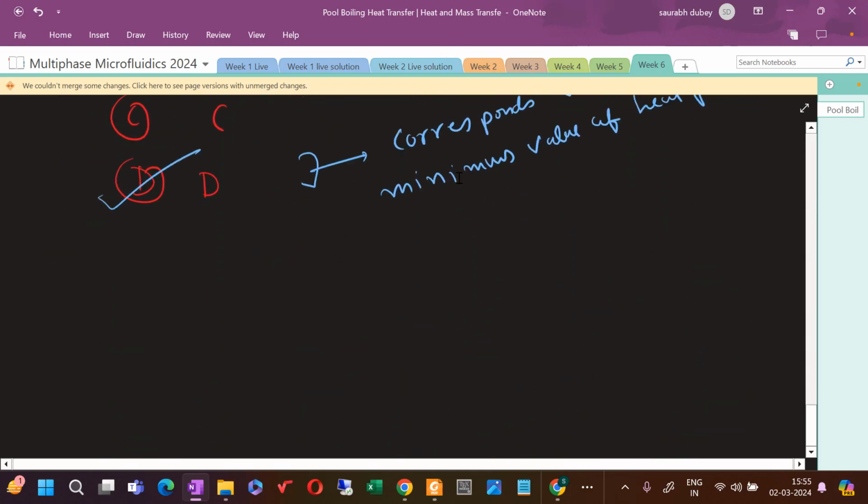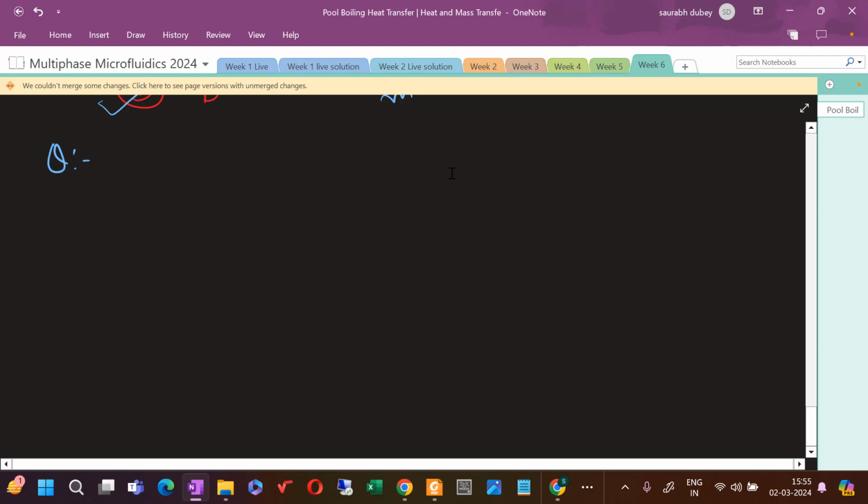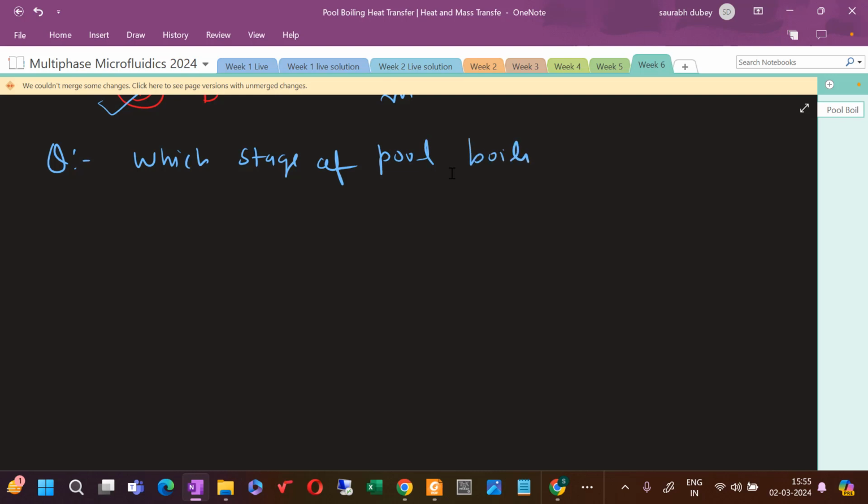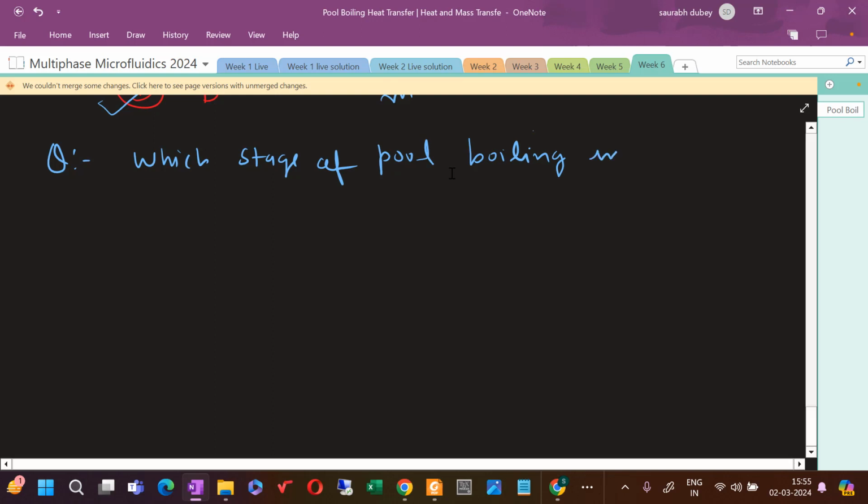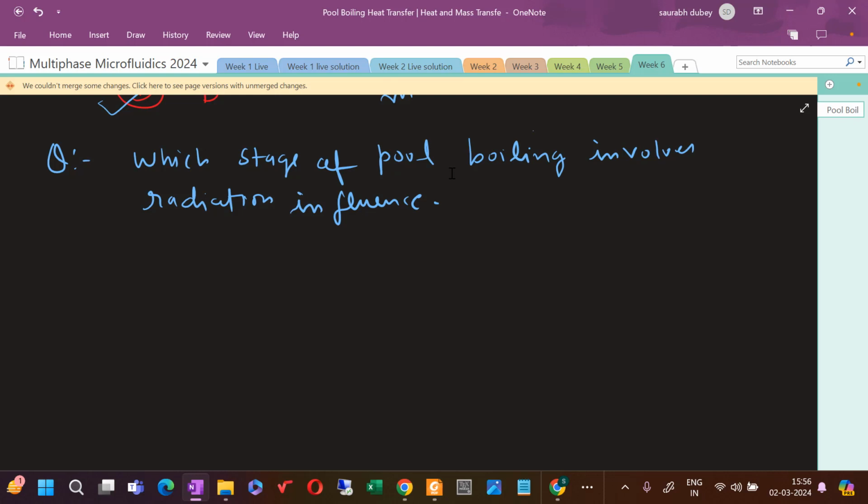And now another question: which stage of boiling involves radiation influence? Both the second and the third lecture of the week were completely an in-depth discussion about the heat transfer and the mass transfer along with the boiling in the channels. So that's why this question is confined to the boiling domain. Okay, so this boiling involves radiation influence.